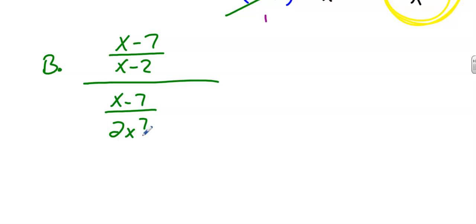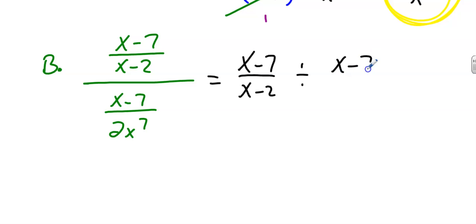Okay, so we've got x minus 7 over x minus 2. Then we've got the big part of the fraction bar, which separates the numerator from the denominator. The denominator, then, we've got x minus 7 over 2x to the 7th power. Okay, and again, if you get good, you can combine the two parts together. But for what we're doing, I'm going to slow it down so we can take it one piece at a time.